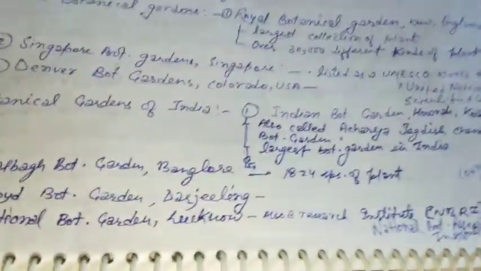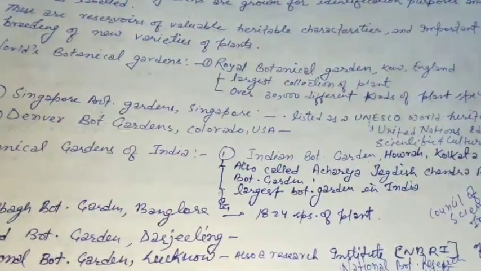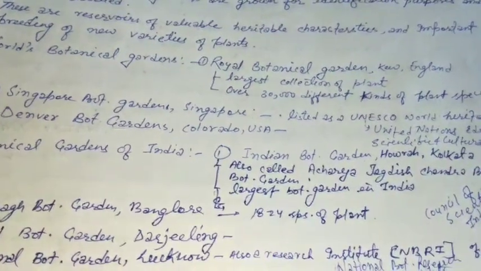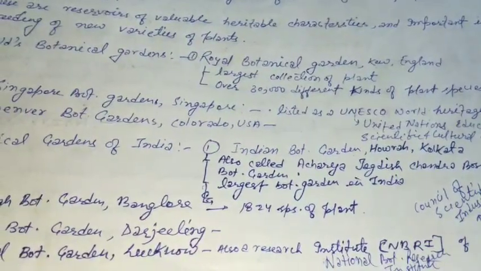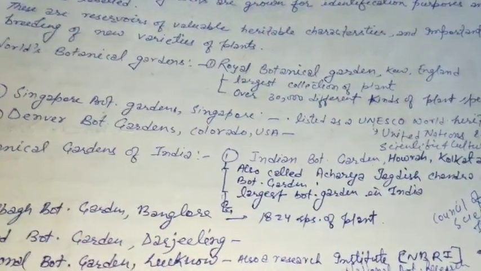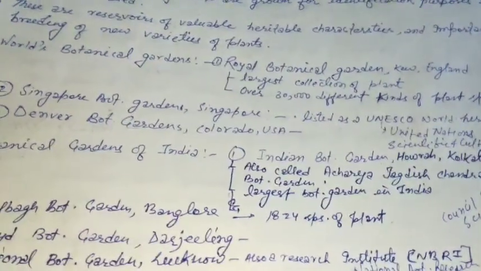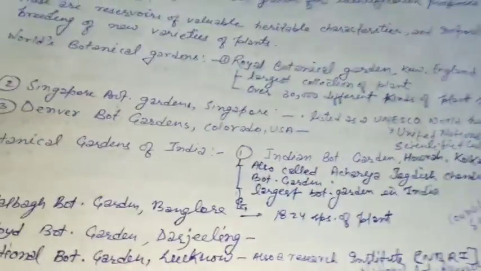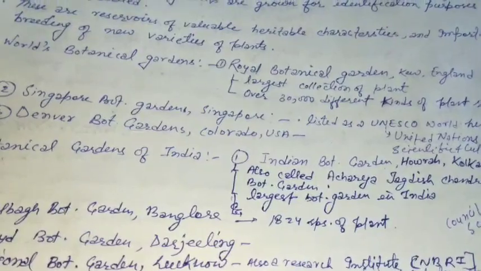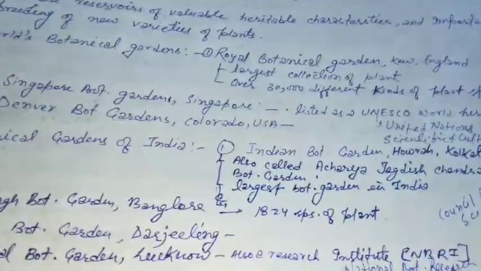So these are some of the botanical gardens of India. There are many more botanical gardens. In today's lecture, we talked about some of the botanical gardens. In the next lecture, we'll be talking about zoological parks and keys. Then this chapter will be complete. Thank you, students.